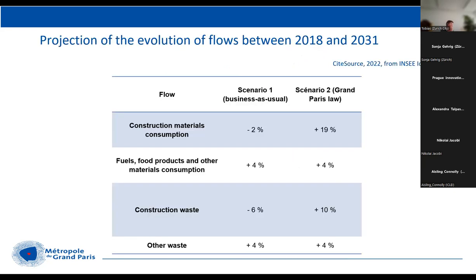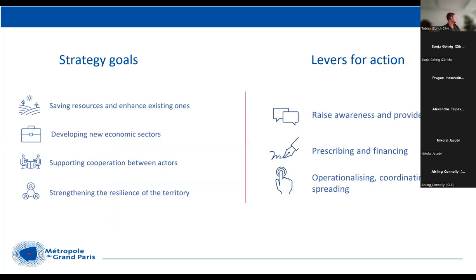We also had some projections on how flows should move in the next years regarding building goals, regarding demographic evolution to give us some insights about how we should develop sobriety, circular economy globally. The big issue for us is to convince internally that we have to combine our strategic goals regarding urban development and sobriety, circular economy.